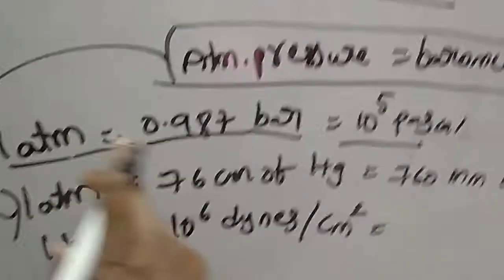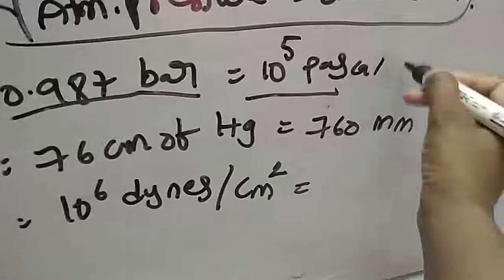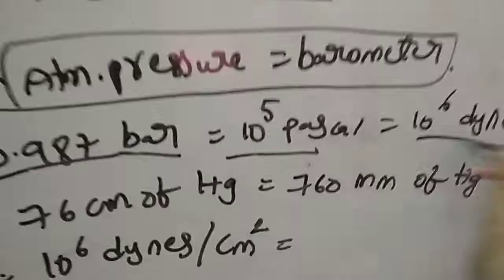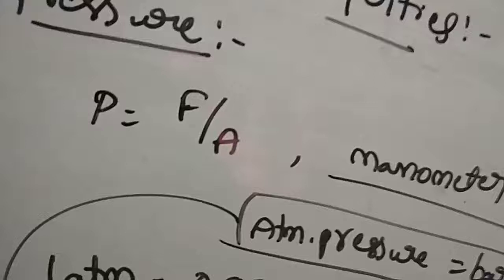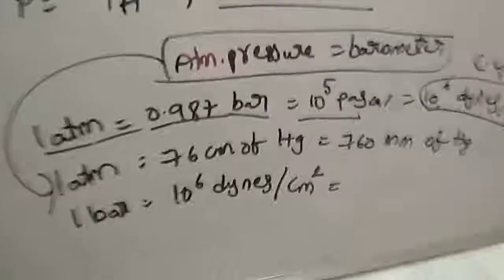Here you can write 1 atmosphere is 0.987 bar, which is equal to 10 to the power of 5 pascals, and which equals, in terms of dynes per centimeter square, 10 to the power of 6. This dynes per centimeter square is the CGS system. Write it down.